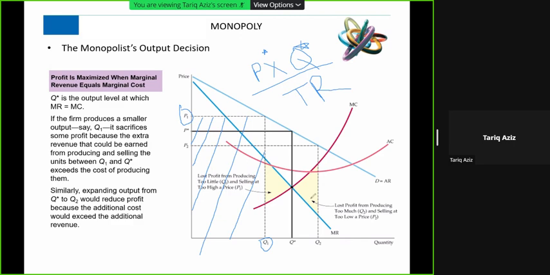So if the firm decides to reduce the price, say for example, initially it was selling at P star. Now it has decided to reduce the price because it's a monopoly, and a monopolist has control over pricing. So if the monopoly reduces the price, as we know, if the price of anything is reduced, more units of that product can be sold.